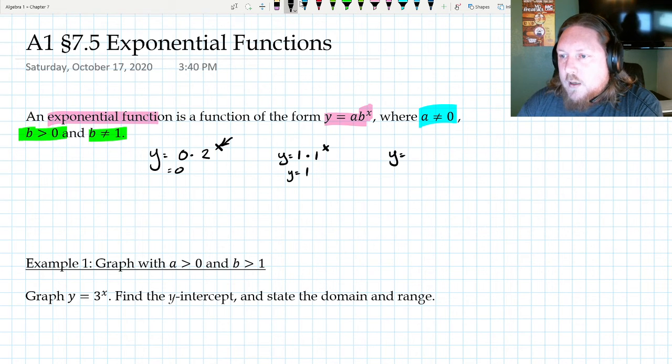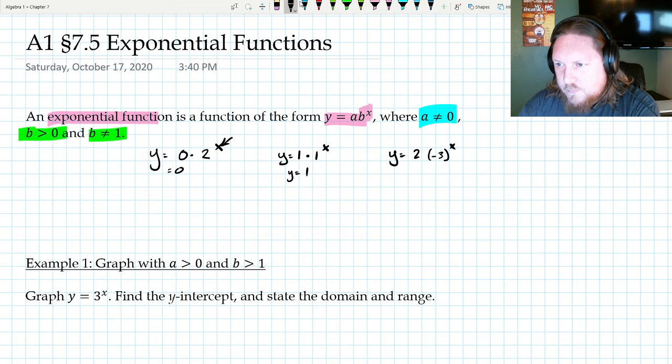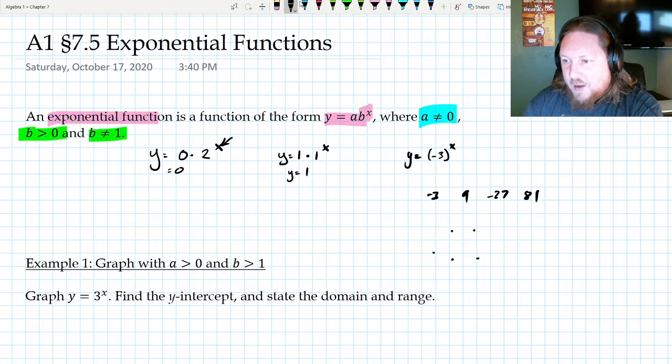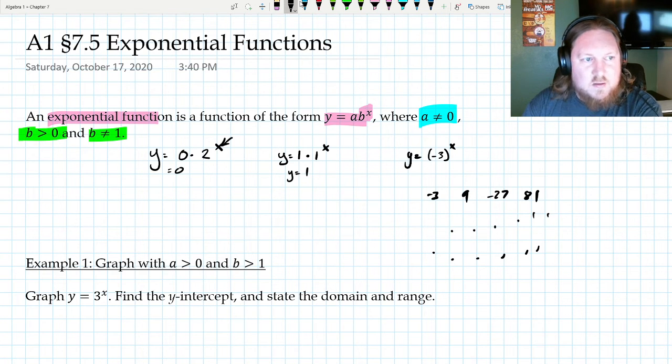The idea with the b value being negative is a little bit trickier. We don't like this for a couple reasons, but the main one is if I plug in a 1, I get negative 3. If I plug in a 2, I get positive 9. If I plug in a 3, I get negative 27. Plug in a 4, I get positive 81. So you can see it just bounces back and forth between the positives and negatives as it grows.